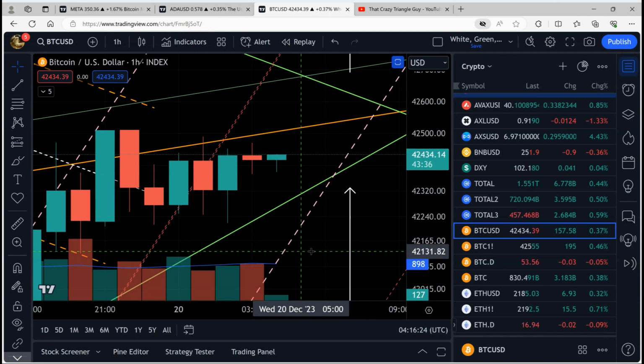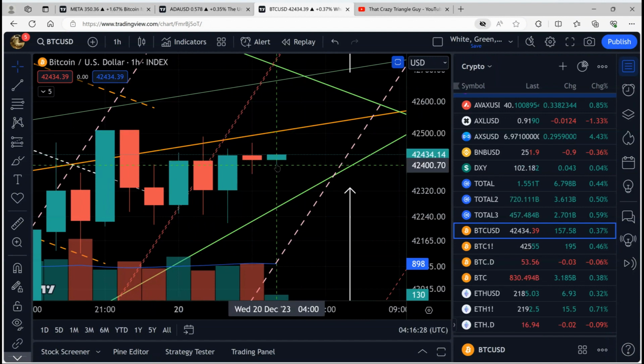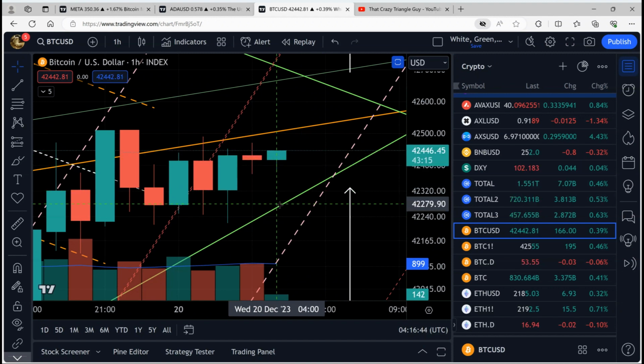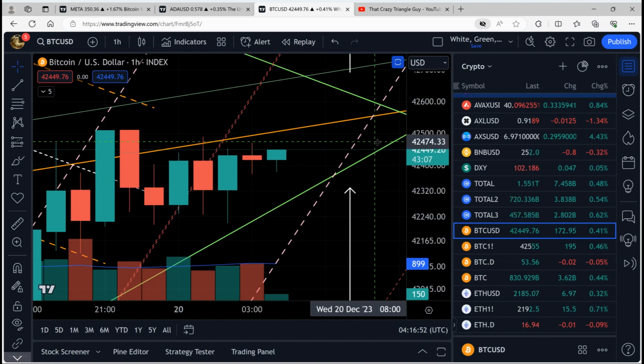Here we are looking at Bitcoin US dollar index on the hourly time frame as we start a new, this is the start of a new 4-hour candle, but we are on the hourly time frame. And we were just red, we're turning green now. That's nice. I was about to say I wouldn't be surprised if we came all the way down to about 42,250, to the bottom of this triangular formation here.